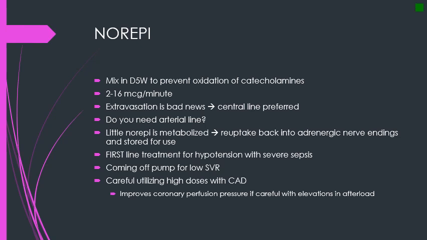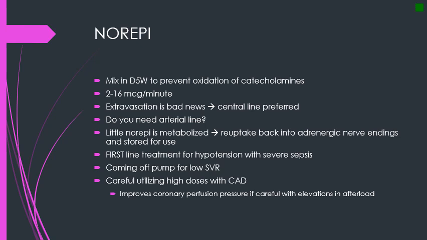Norepinephrine is always the first line treatment for hypotension with severe sepsis. We know severe sepsis has an increase in that lactate level. They have terrible metabolic acidosis. And norepinephrine is best in that situation because it decreases those effects as compared to epinephrine. It is used for coming off pump for patients with low SVR. I love coming off pump with norepi myself.